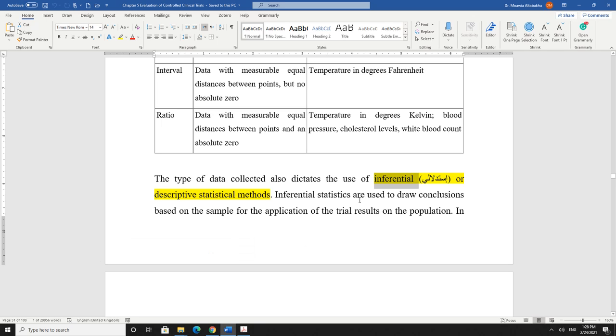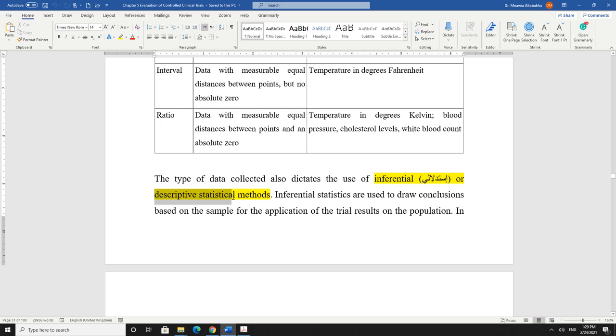So what do we mean by inferential? Inferential, as you see here, the meaning is istidlali, deductive. So from the groups that I have tried my medications on and my control, from the data that I collect from my groups, I want to infer, or relate that, to the whole population that meets similar inclusion and exclusion criteria. So when I want to take the information from my sample and relate it to the population, then this is inferential statistical analysis.